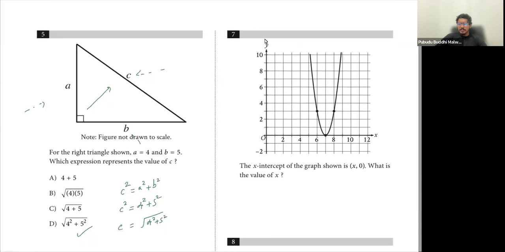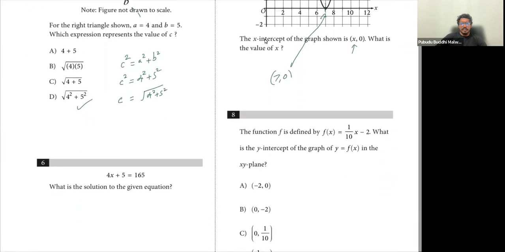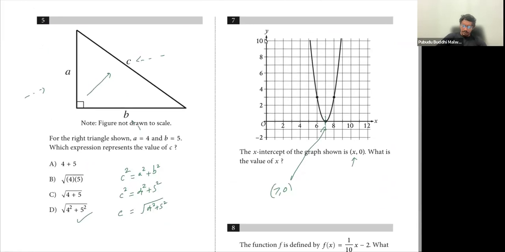Here, the x-intercept. So very obvious. Here's the x-intercept point. That is 7, 0, I think. So x equals 7. Yeah, that's a parabola. And also on a different day, they might ask to compute intersection points like this and the axis of symmetry. In this case, the axis of symmetry is x equals 7.